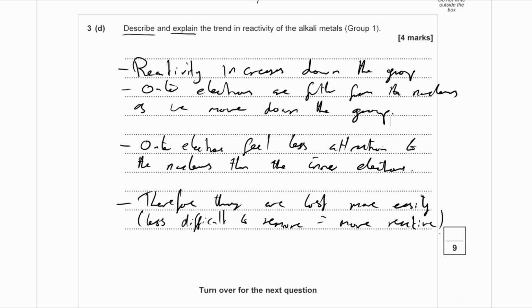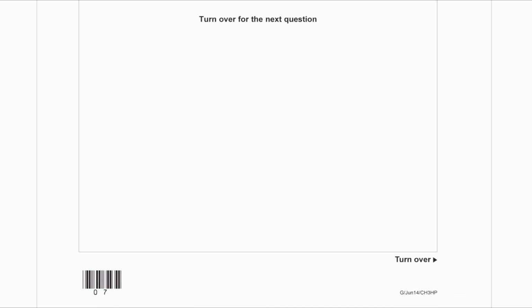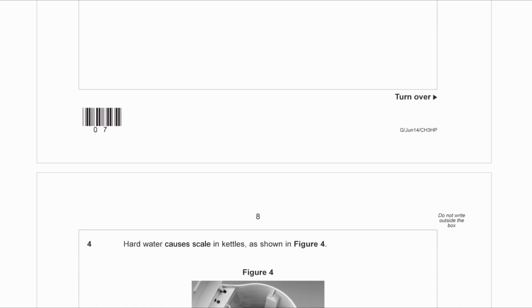Now, when I've said the outer electrons are further from the nucleus, right, I've then said that the outer electrons feel less attraction. You could say that that is a result of electron shielding, which is what I mentioned before, and you'd definitely get marks for that, but it's not absolutely required, right? That is higher level stuff, and you're not required to go into that level of detail. Okay, right, and that brings us to the end, I believe, yep, of question 3.